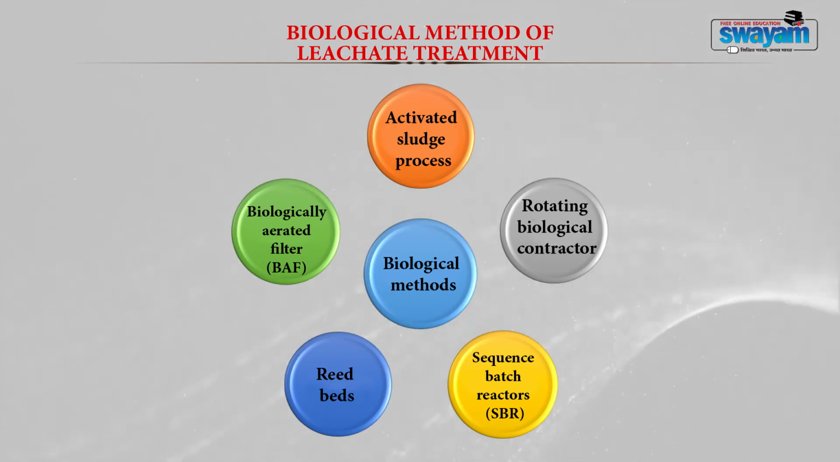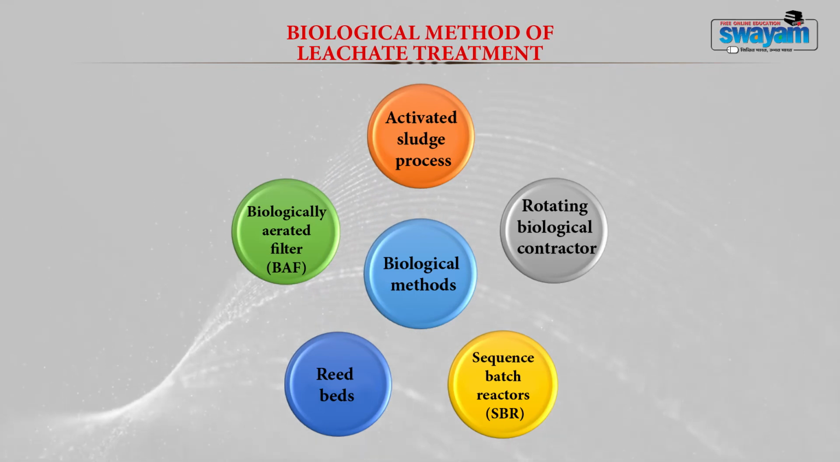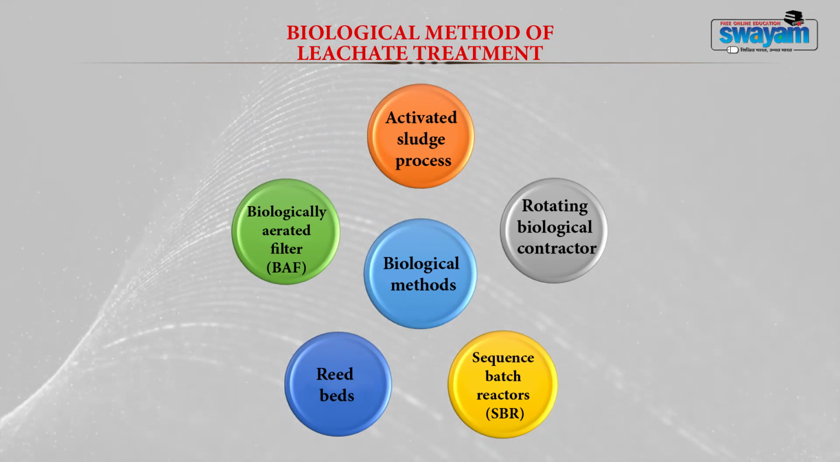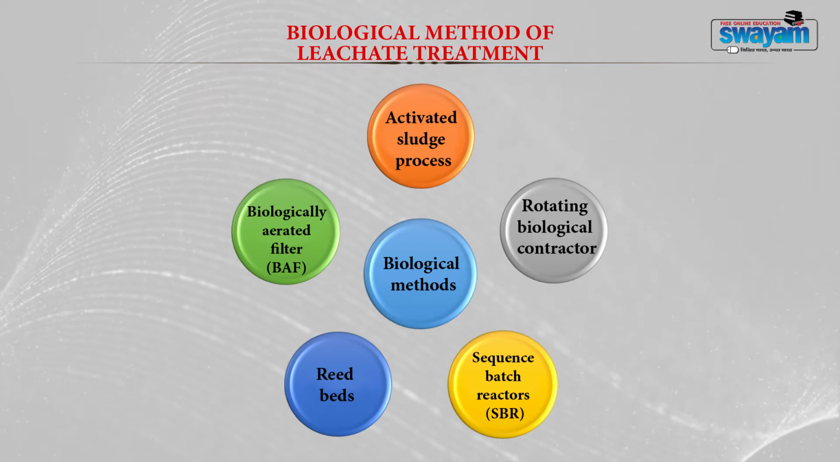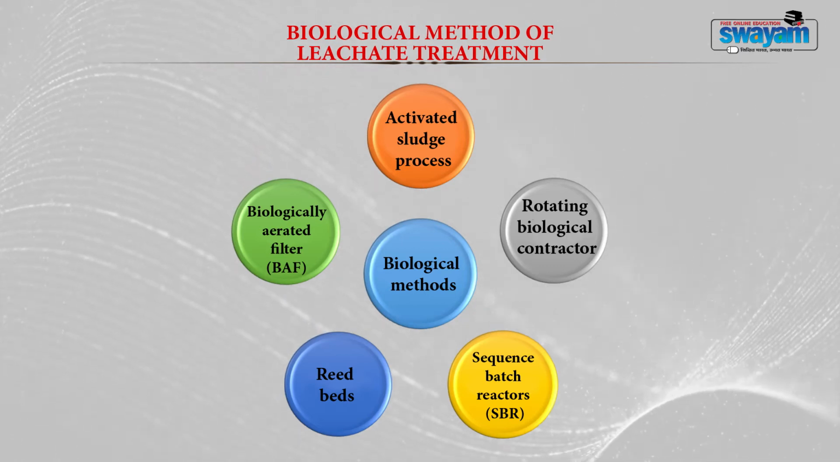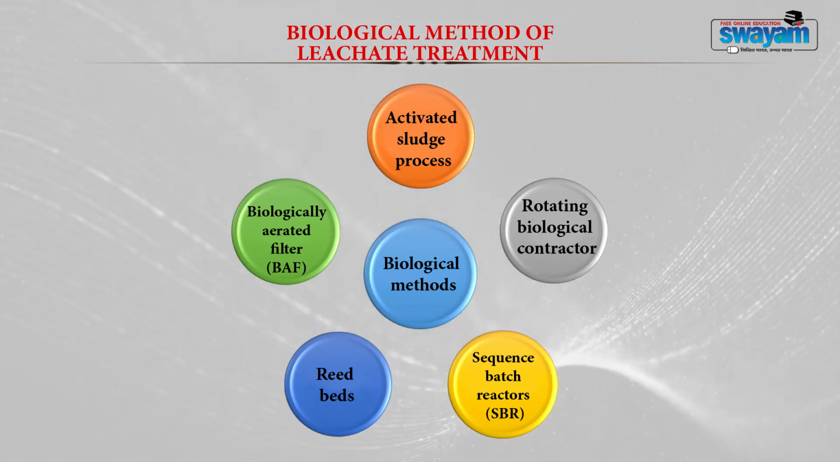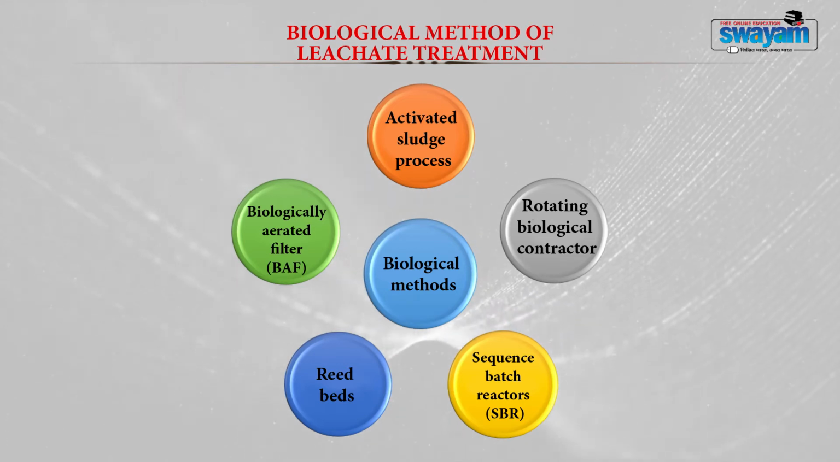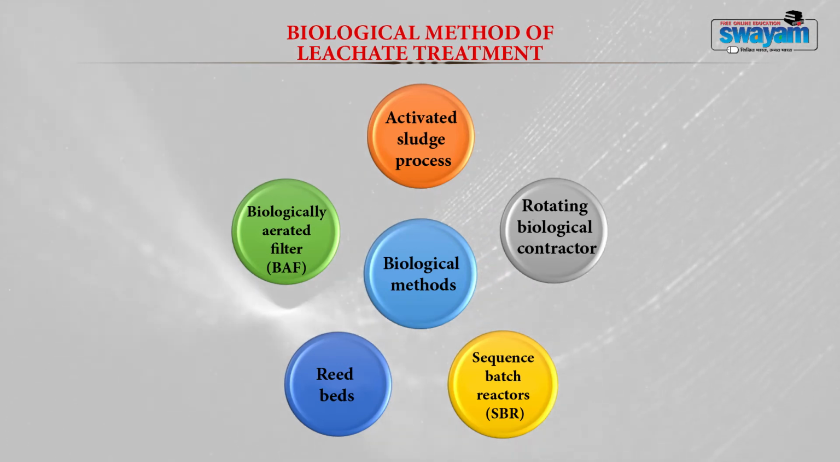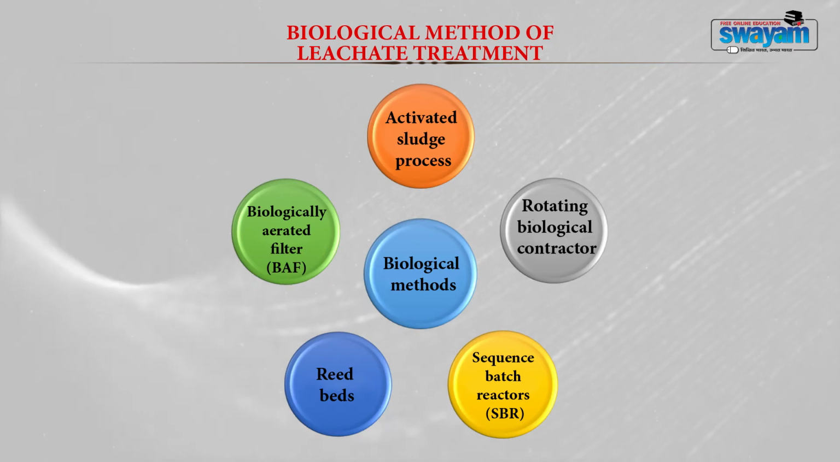In rotating biological contactors, it consists of a huge disc which is partially immersed in a tank containing the leachate. Now, the disc keeps rotating. When it comes in contact with the leachate, it will take up the substrate. The microorganism that grows on the disc takes up the substrate from the leachate, and once it turns back and goes outside, it gets exposed to the atmosphere from where it gets the oxygen.